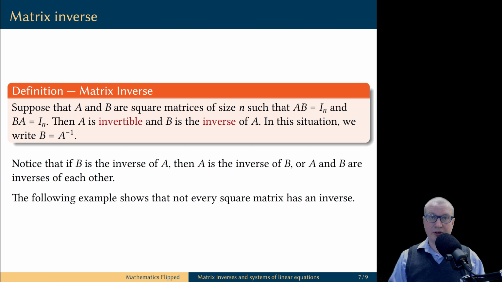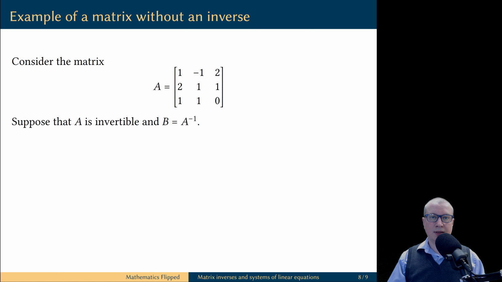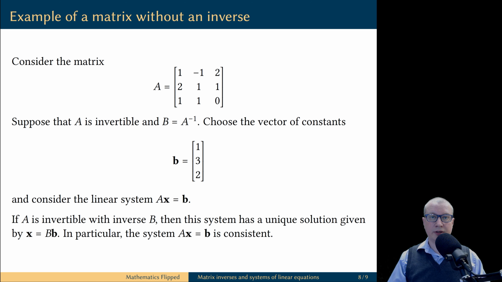Remember that we are back in the real world now? So let's discover right away that not every non-zero square matrix is invertible. Let's consider the following 3x3 matrix A. Let's suppose that it is actually invertible and B is an inverse of this matrix. I am going to take a vector of constants b, which is the vector 1, 3, 2, and I'm going to consider a linear system with the given matrix A as the coefficient matrix and this carefully chosen vector b as a vector of constants.